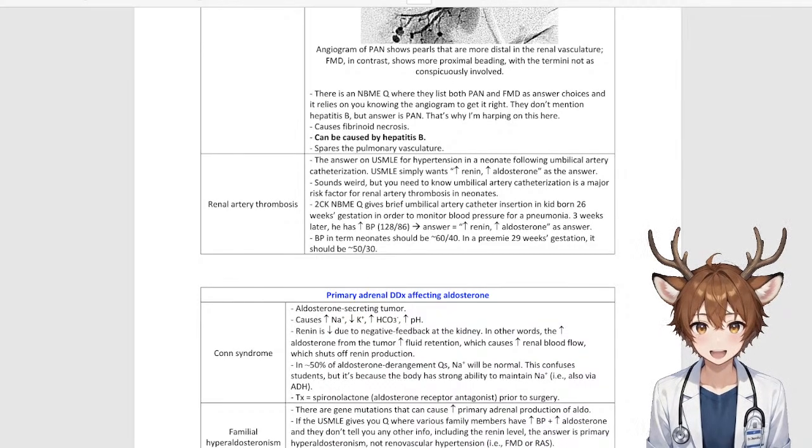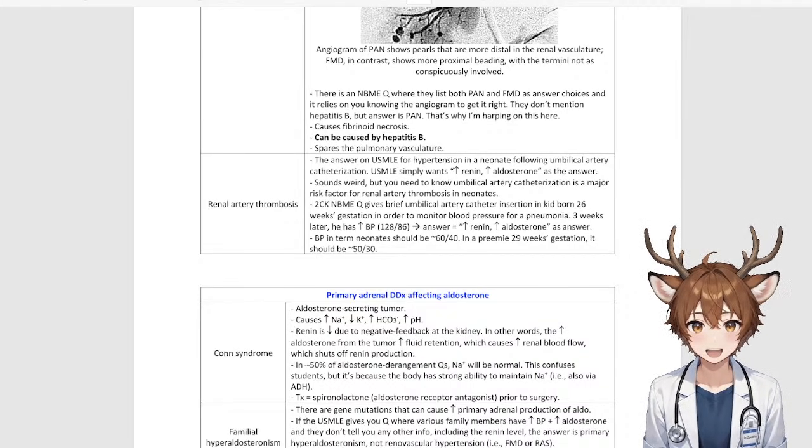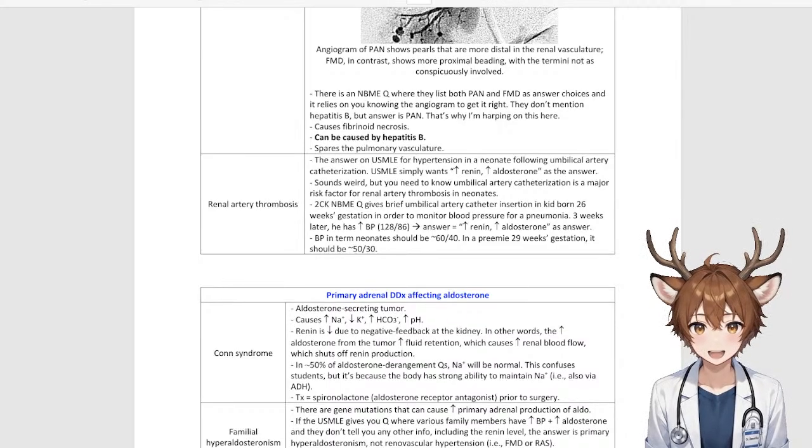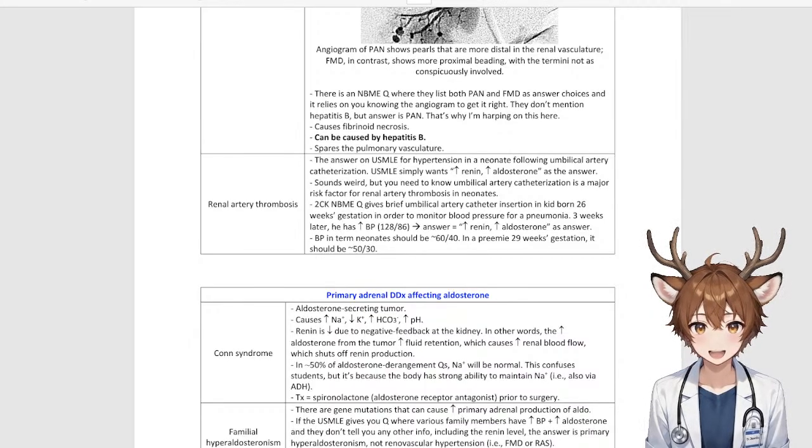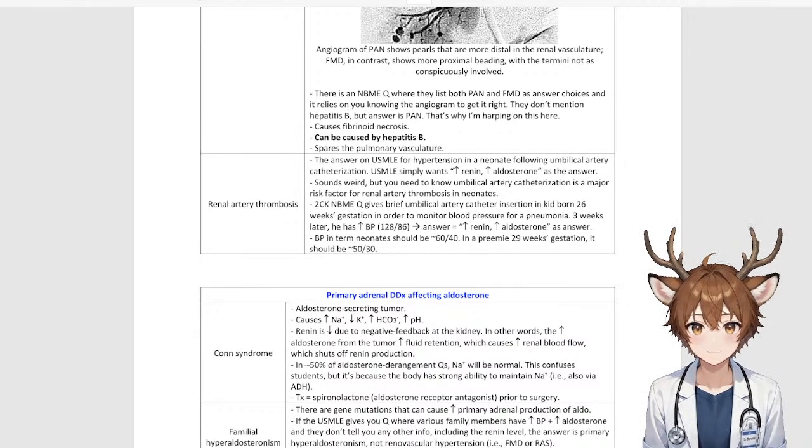Now, blood pressure in terms of neonates should be 60/40. In a preemie at 29 weeks gestation, it should be 50/30. So 60/40 for term neonates, and then 50/30 for the premature.